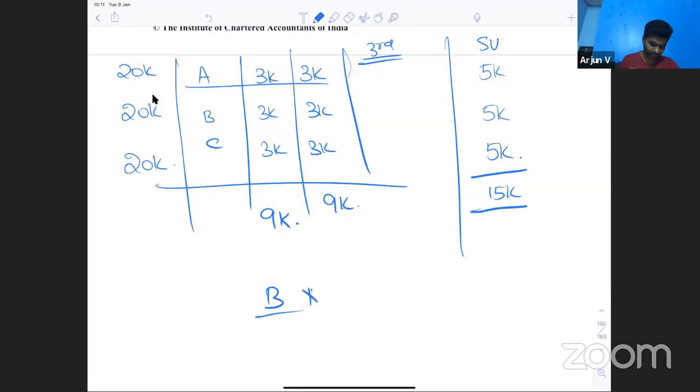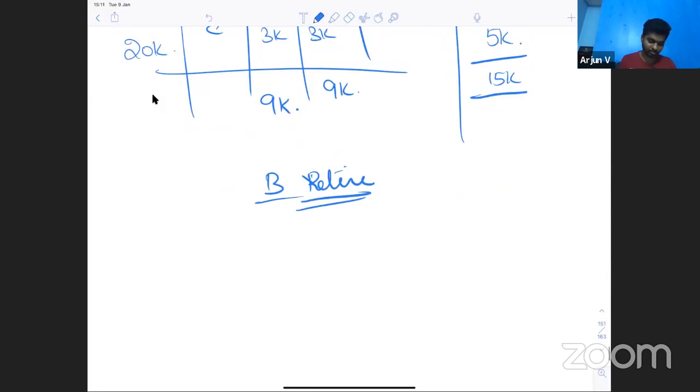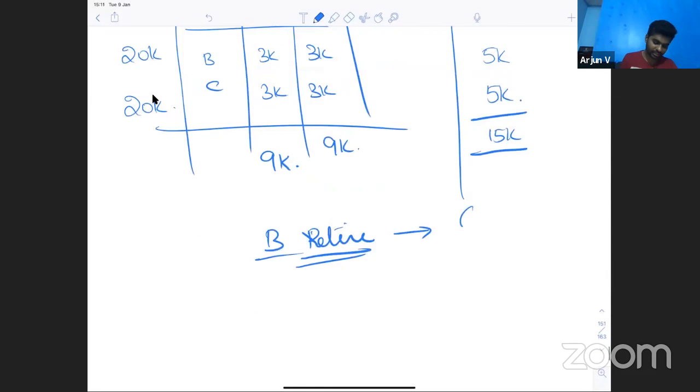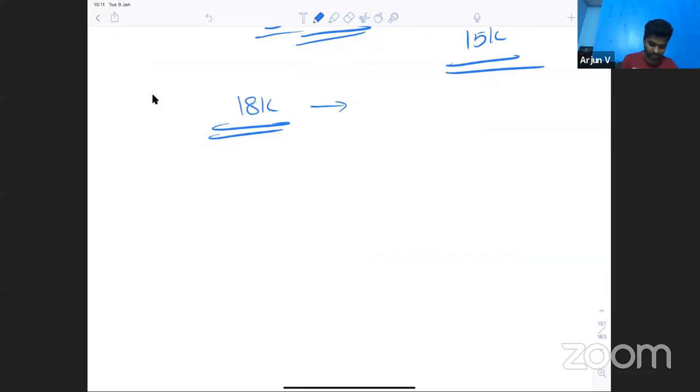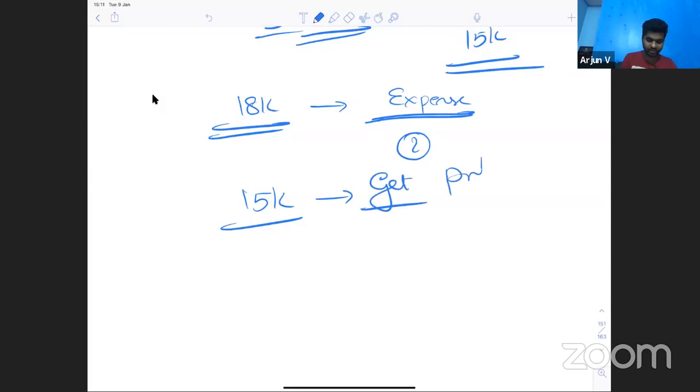B decided to retire. Now my question is, if B is retiring, will the firm get 60,000 or 15,000? Guys, is it going to get 60,000 or is it going to get 15,000? The firm is going to get 15,000, right? Now the 18,000 they paid was treated as an expense, right? Therefore, the 15,000 they get will be treated as a profit. This is the first thing you need to understand.